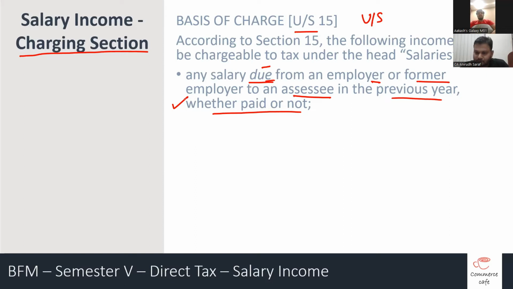Second point, notice it says former employer. That means, suppose for the first 8 months, I was working for one company.